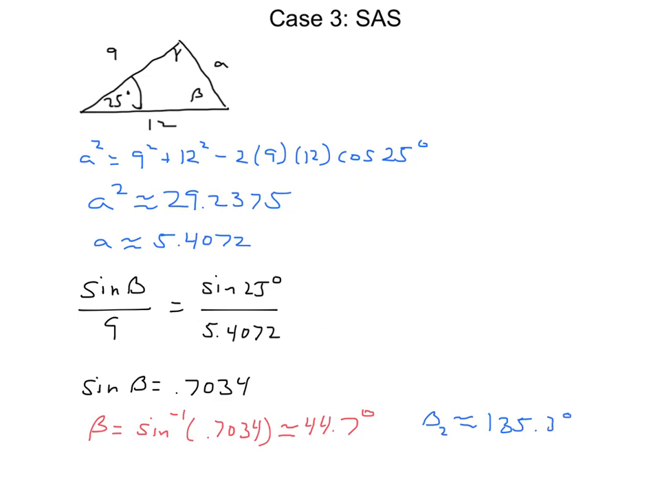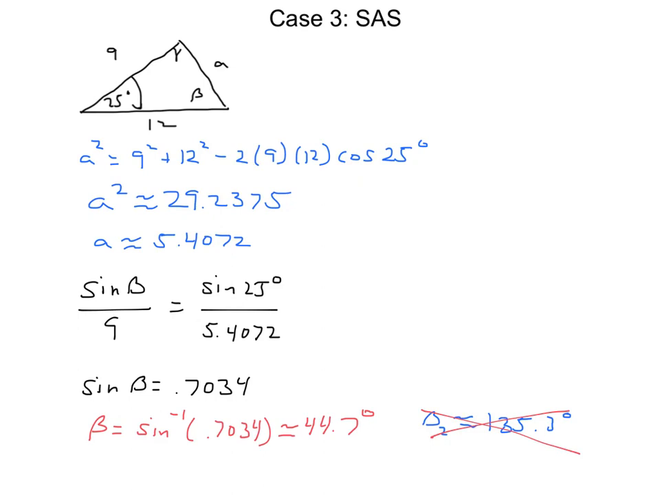But here's the thing that I know. Remember the whole thing. I know that beta has to be smaller than gamma because the side across from beta is smaller than the side across from gamma. That's why we wanted to pick the smaller one, because if beta has to be the smaller angle, there's no way that beta could be 135 degrees. And so, therefore, this one here is not a possibility. My only possible value for beta is 44.7 degrees.